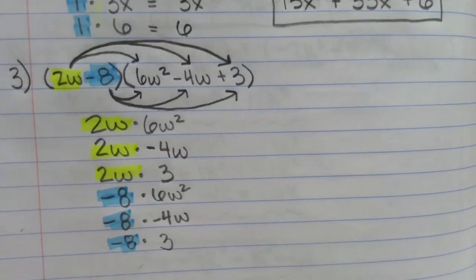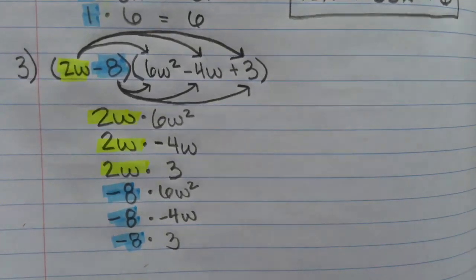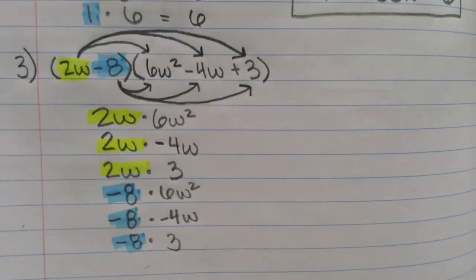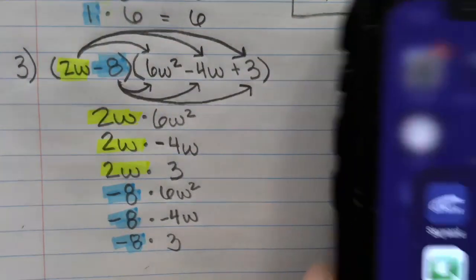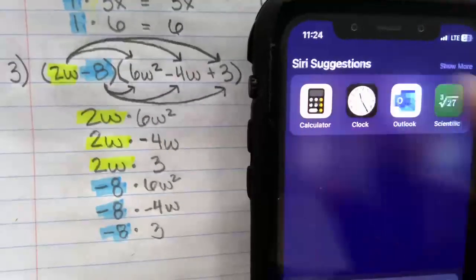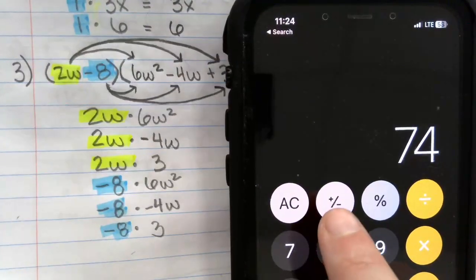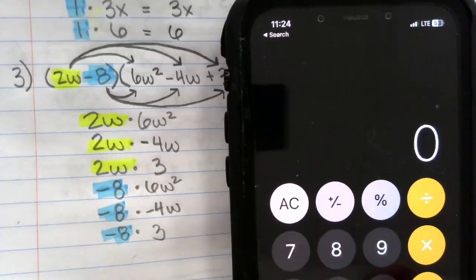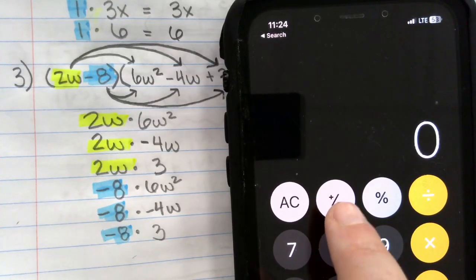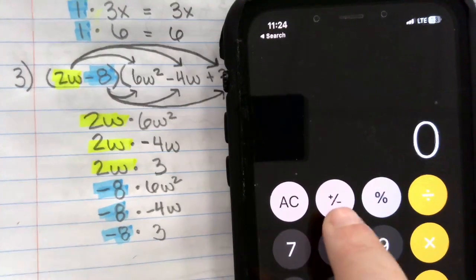I like to use the Desmos calculator. That helps me kind of visualize what's happening here and make sure I put in my negatives correctly. If you're using your phone calculator, remember negatives, if you have an iPhone, is this one. You can't use a minus sign for negatives when you're multiplying. You have to use that plus/negative key up there.